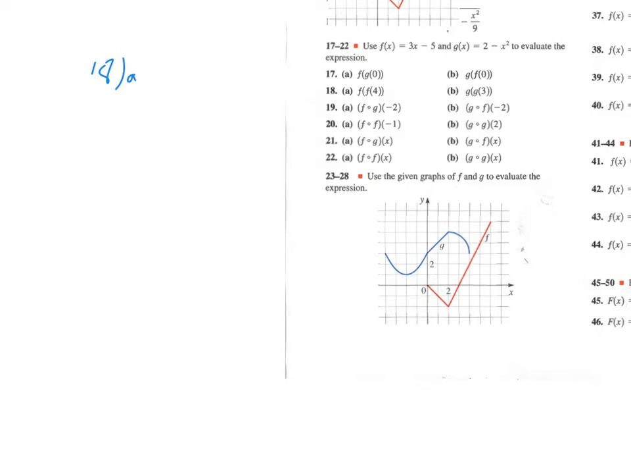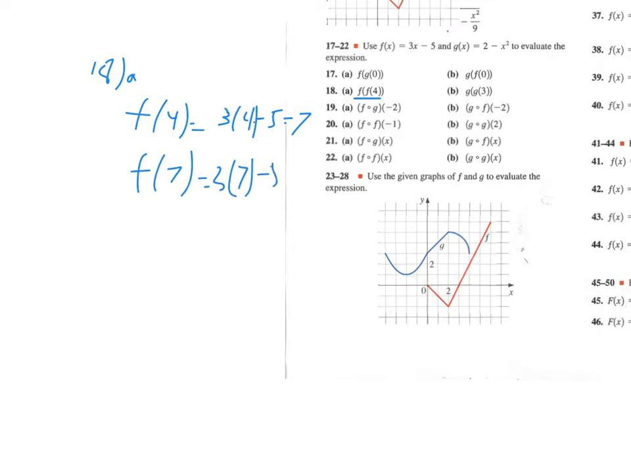All right, next up here we'll do 18. We'll start with A. So 18A, we're going to do f, the inside first, f of 4. So 3 times 4 minus 5, and that's 12 minus 5, so that's 7. And then I take that 7 and I plug it back into the function, so 3 times 7 minus 5, 21 minus 5 is going to be 16 for my final answer there.